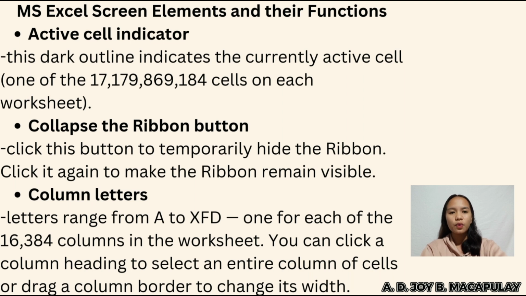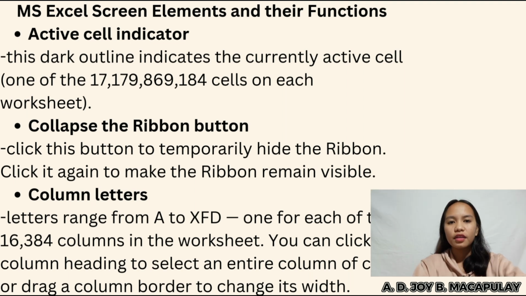Next, we have the collapse the ribbon button. When we click this button, it temporarily hides the ribbon. Click it again to make the ribbon remain visible. The third one is the column letters. Its letters range from A to XFD, one for each of the 16,384 columns in the worksheet. Click a column heading to select an entire column of cells or drag a column border to change its width.